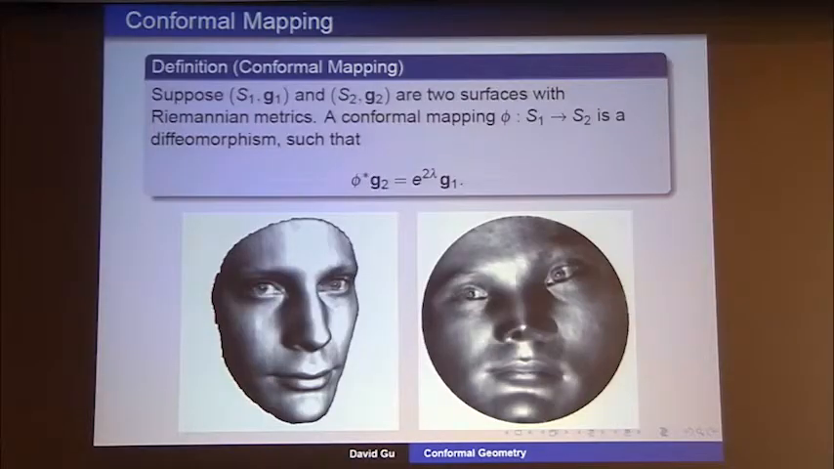There are many methods. Here we only focus on one method, which is called the surface Ricci flow. The source code can be downloaded from my web page. This is the definition for a conformal map: given a mapping between two metric surfaces, if the pullback metric is proportional to the original metric, the difference being a scalar function, then this mapping is angle preserving and is conformal.